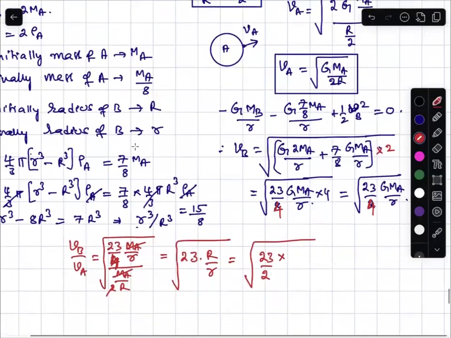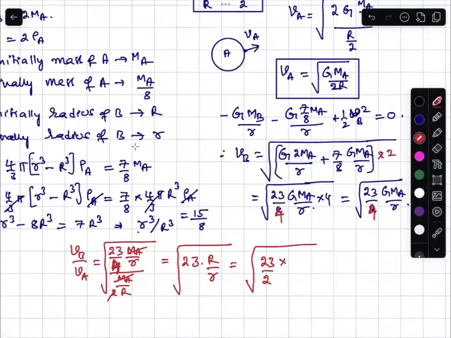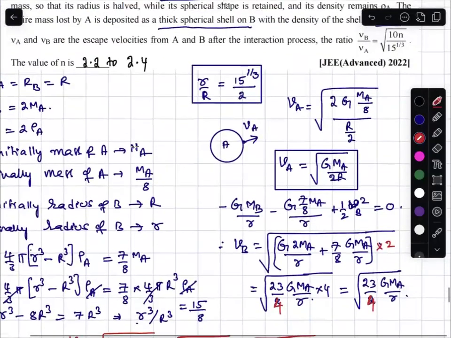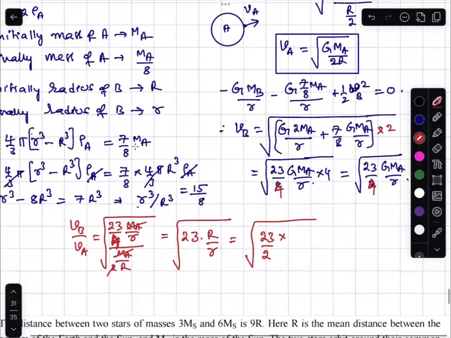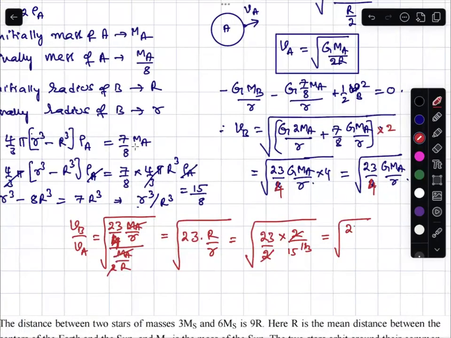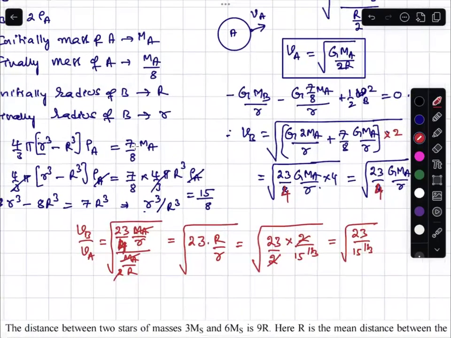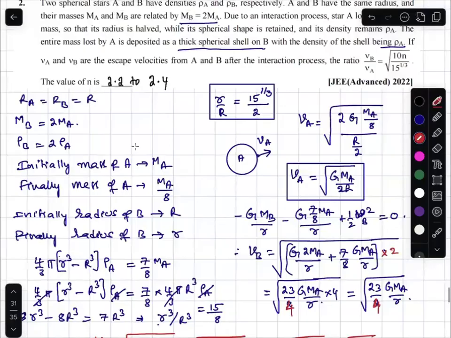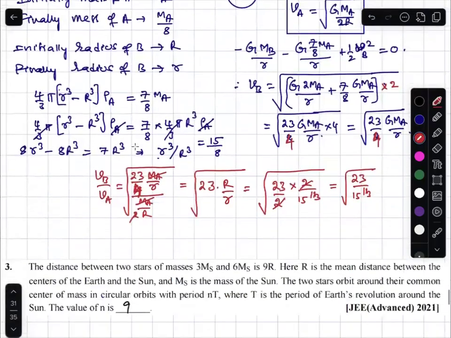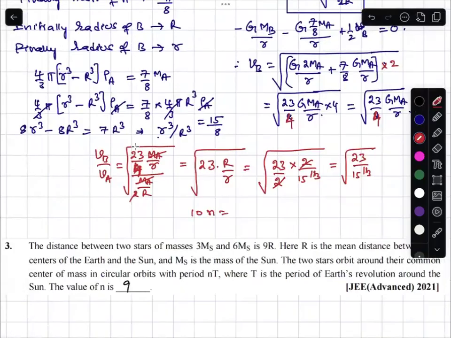Now, capital R by smaller r, 2 by 15 power 1 by 3. 2 cancel. This will become 23 by 15 power 1 by 3. Hold on, don't try to solve this. Go through the question. It's an IIT question. They won't torture you. They asked you what is 10N. So 10N is nothing but 23. N is equal to 2.3. This is a pakka relation.